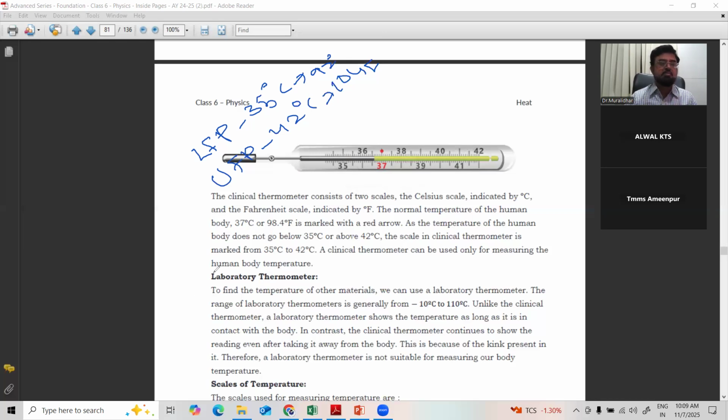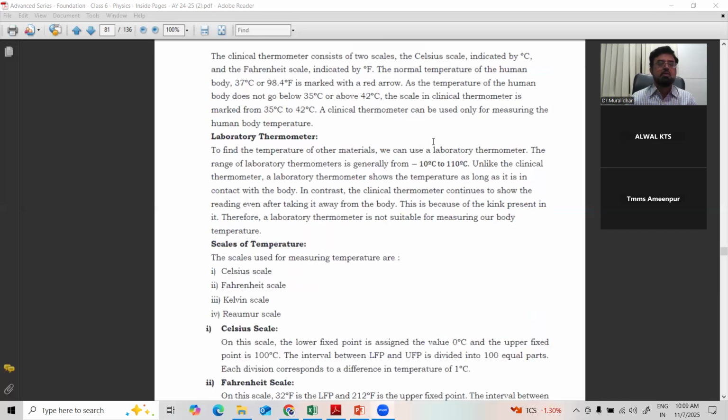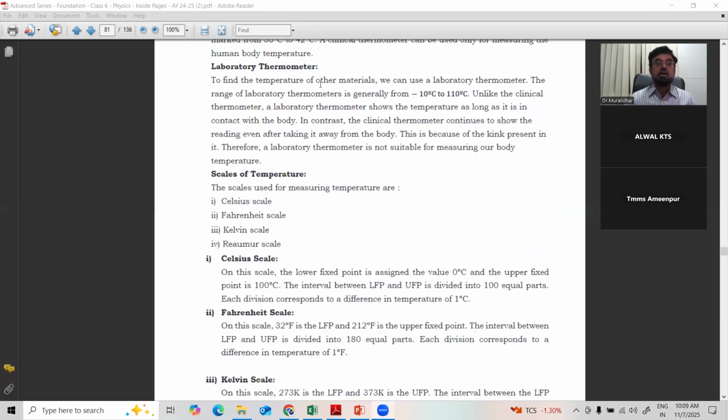For the clinical thermometer, it is mentioned clearly. So 37 is called 98.4 Fahrenheit. 37 is nothing but 98.4. So 35 to 42 you can call in Celsius, whereas in Fahrenheit it is 94 to 108. Okay. So that is the lower fixed point and upper fixed point of the clinical thermometer used to measure the human body temperature. Okay.